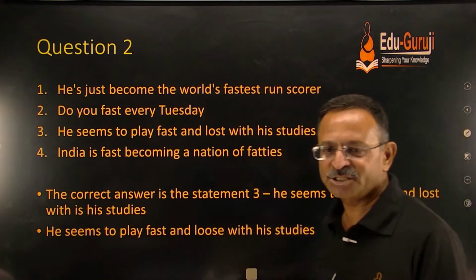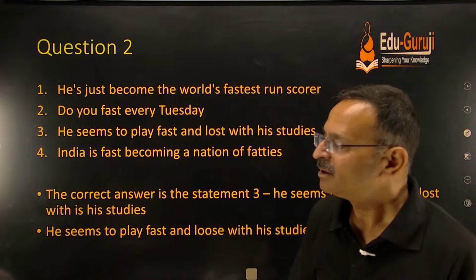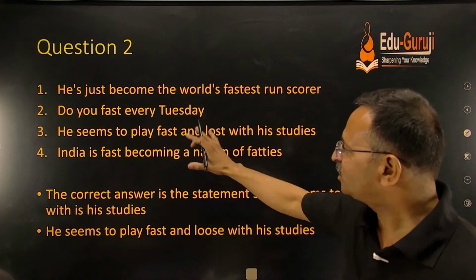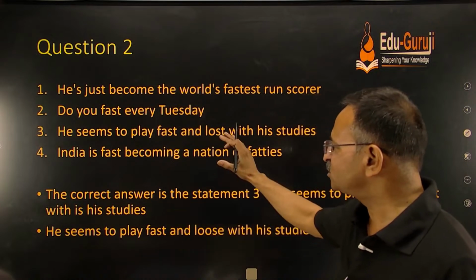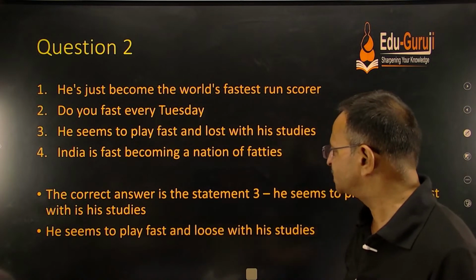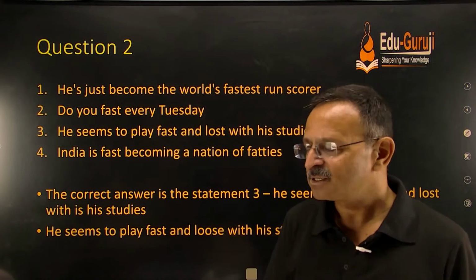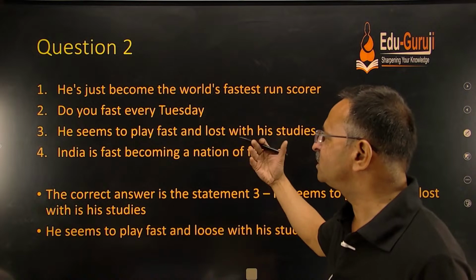Now let's see what questions we can have about it. He has just become the world's fastest run scorer. Do you fast every Tuesday? He seems to play fast and lost with his studies. India is fast becoming a nation of fatties. So can you make out which would be the wrong one?